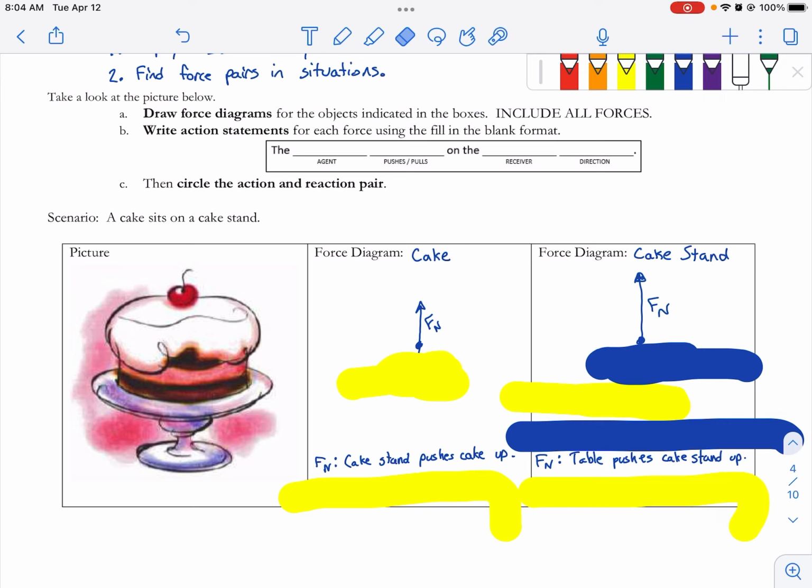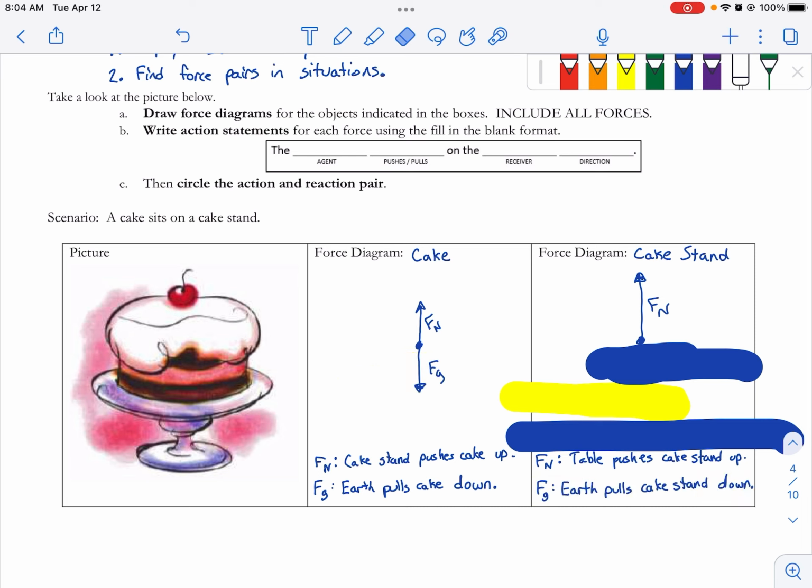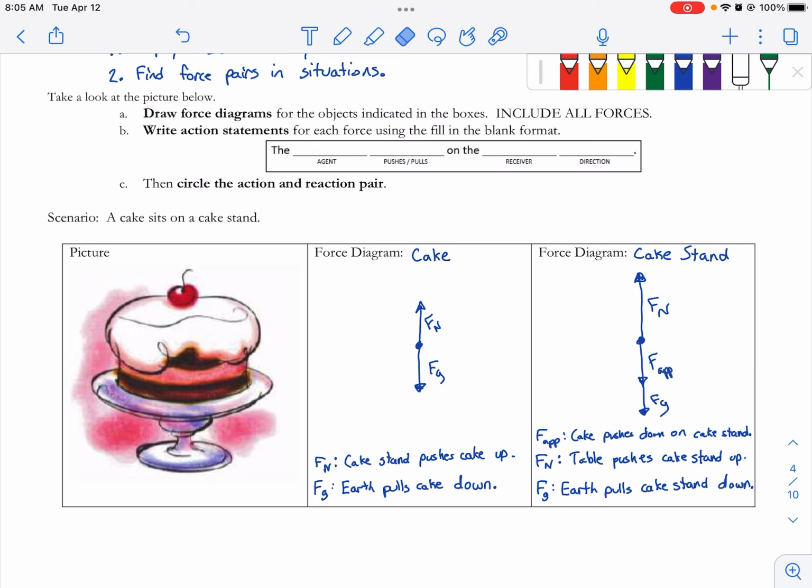Now gravity is acting on both of them as well. Earth is pulling the cake down, and Earth is also pulling the cake stand down. So those forces are both there. And then because the cake is sitting on the cake stand, and if something was sitting on you, you would feel that too, that force is also there, and that one is only pushing down on the cake stand. That's the cake pushing down on it, so I drew that force as well. So there it is right there.